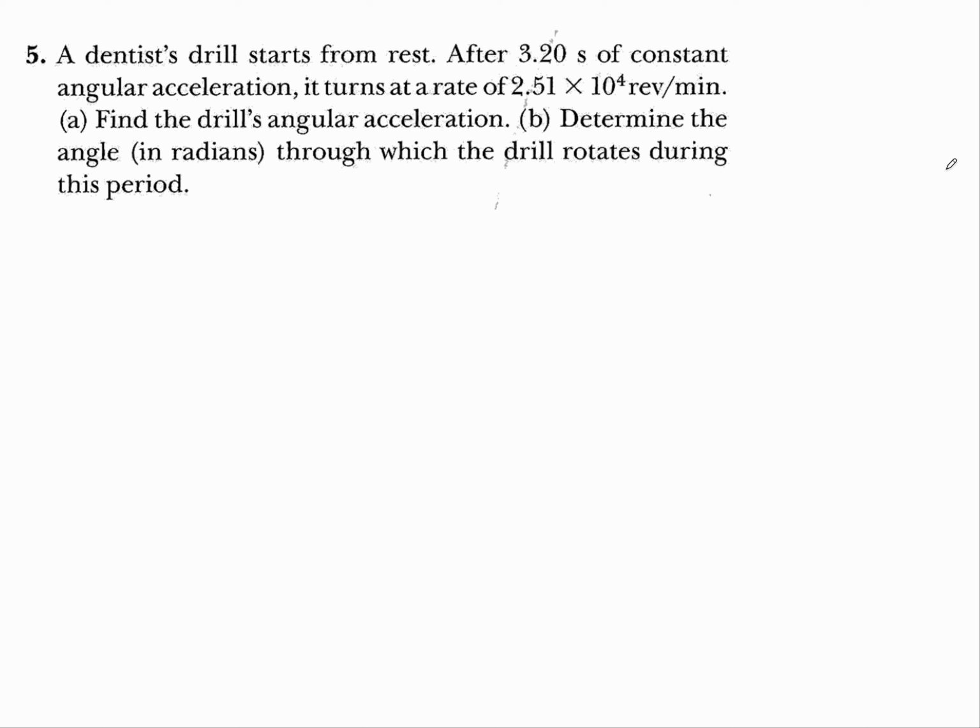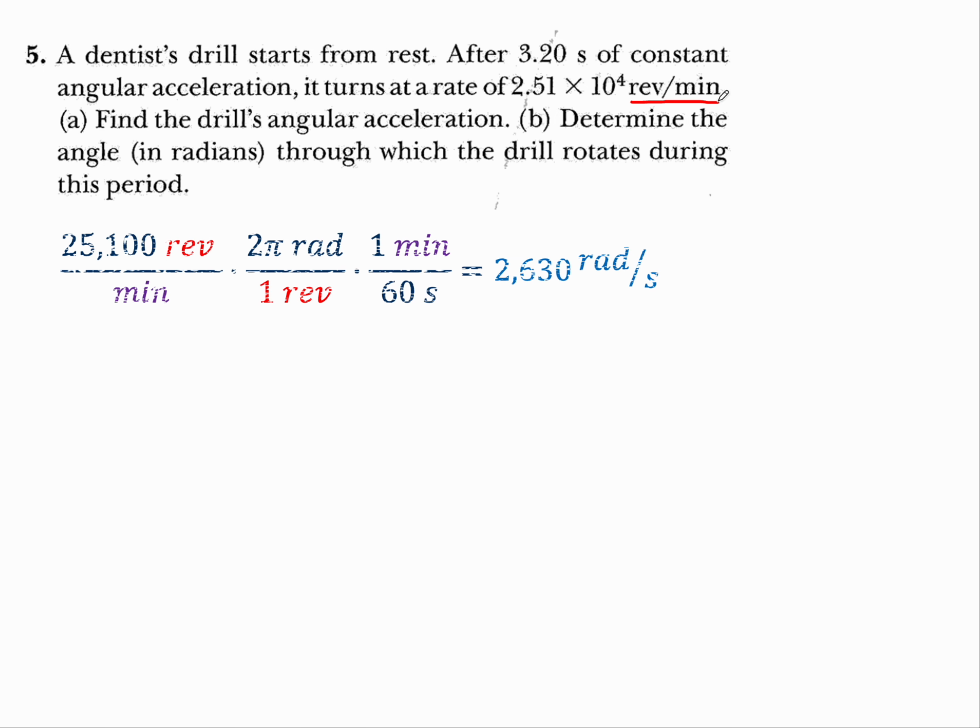Well, first things first, we need to convert this rather unusual unit of revolutions per minute into our standard form, which is radians per second. To do that, just a little bit of unit conversions. We've got this many revolutions per minute. We know that there are 2 pi radians in each revolution, so I'll get rid of that. And then for minutes, we know that 1 minute is equal to 60 seconds.